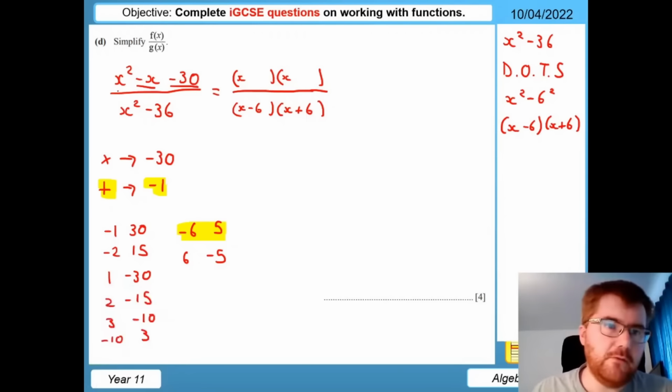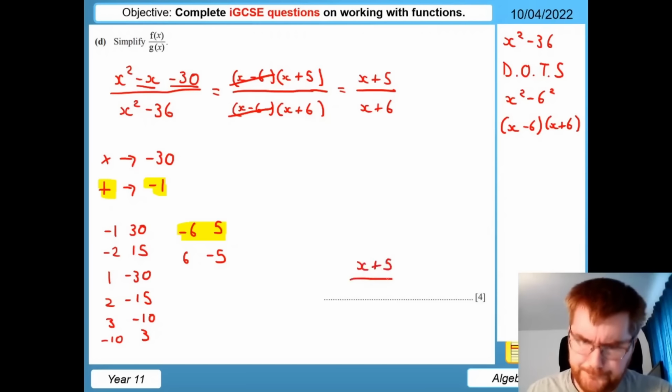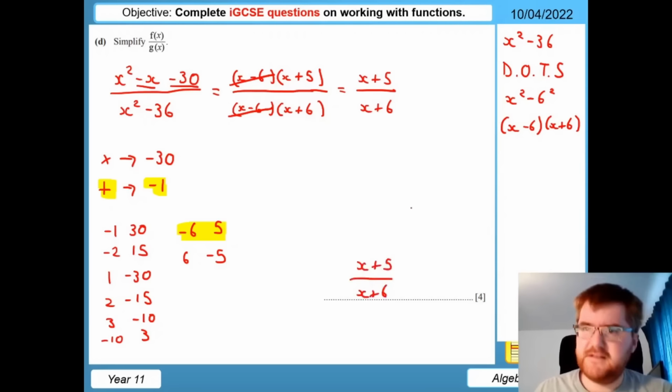And yes, we get exactly what we wanted here. We get the same bracket above and below. And if that happens, then we are allowed to cancel. So we can just cancel these through, and then we get our final answer for 4 marks of x plus 5 over x plus 6. So we can write that in like so.